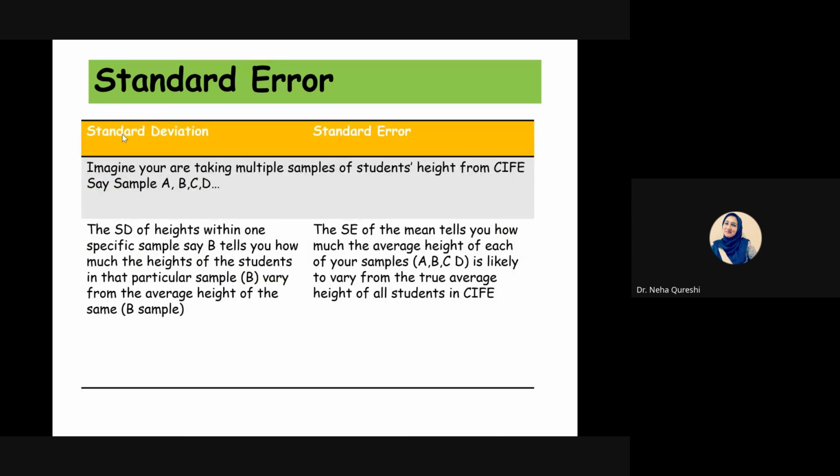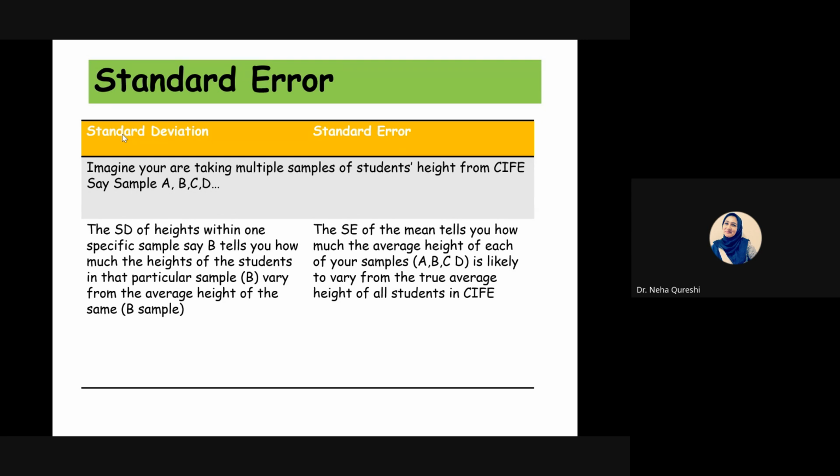Now, just to make things even simpler, say for example, in your respective college, you are doing a survey, measuring the height of all the students of your college. And then we have samples, say 4 samples. So A, B, C, and D. Fine. Now, how do you differentiate between standard deviation and standard error?